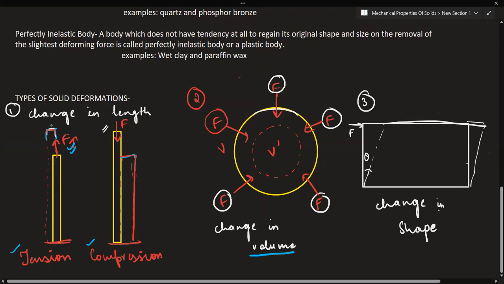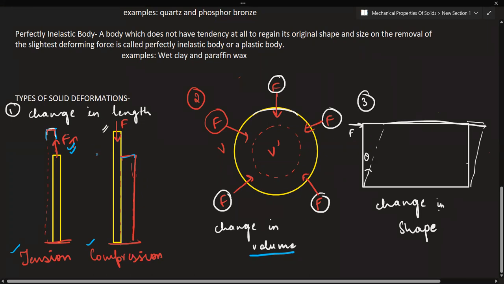If the length increases, for example, this yellow wire is the original wire, and I've applied a force in the upwards direction, the length would increase. That is known as tension. And if the length decreases somehow, for example, if I've applied the force in the downwards direction, that would decrease its length, and that is known as compression. So this is the first type of deformation. It means the deforming force can produce change.